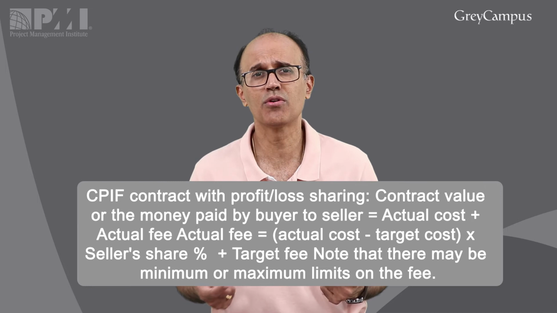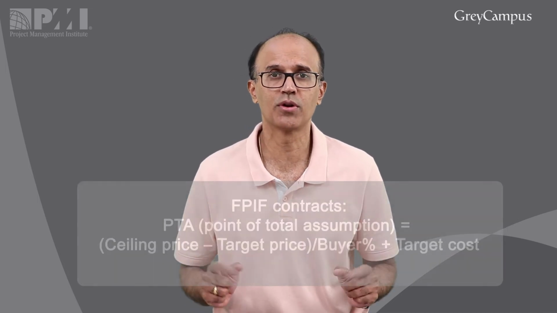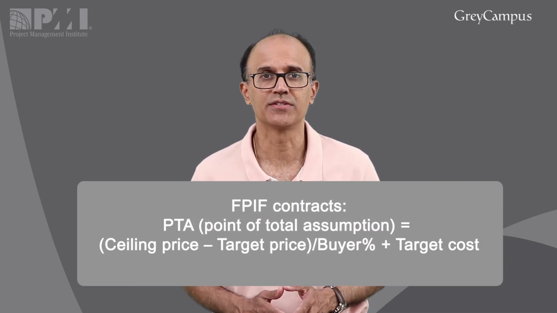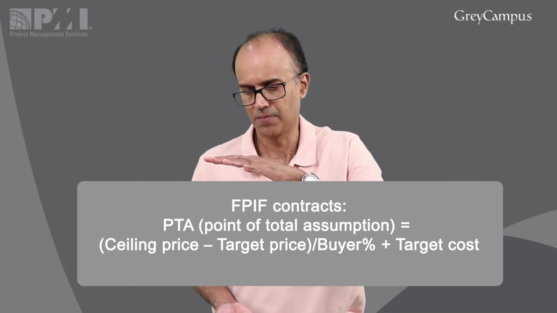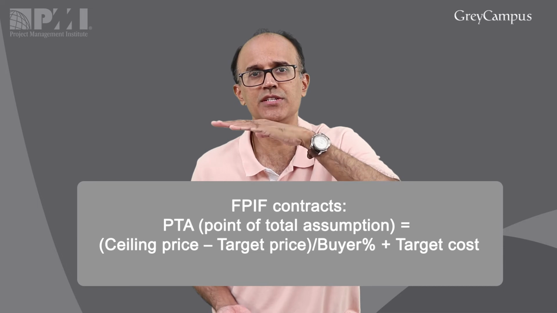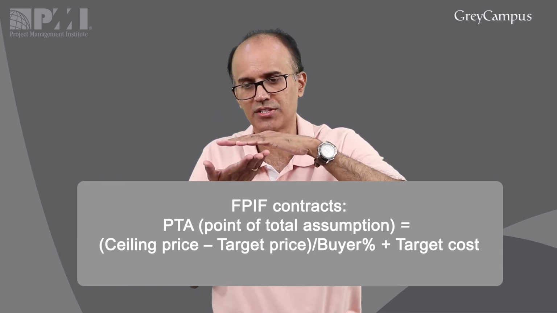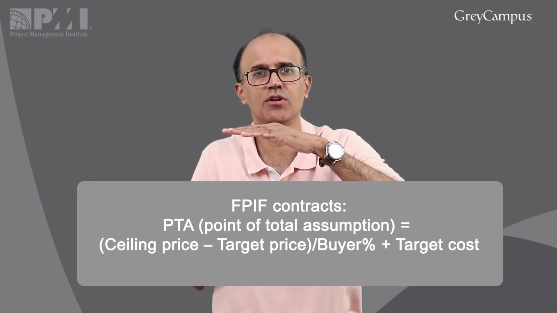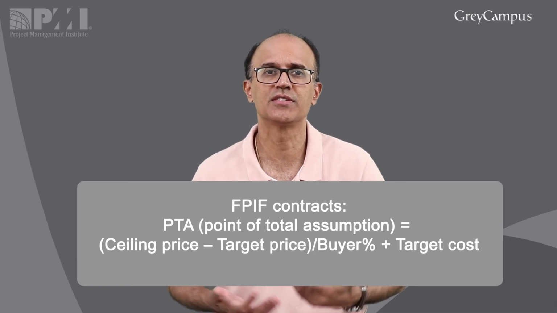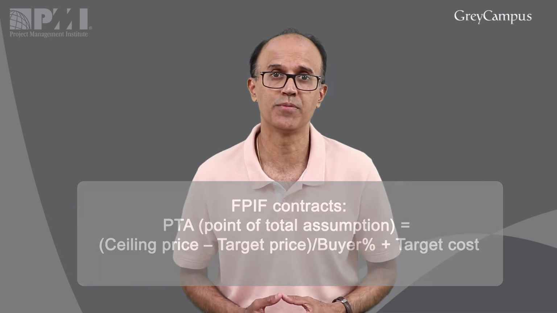There's also a more complicated formula in procurement contracts, which is basically the PTA, point of total assumption. And there's also the ceiling price, right? So this is more about what happens when the seller exceeds the PTA level. When the seller exceeds the PTA level, the seller starts losing some of the profit. But when the seller exceeds the ceiling price, from an actual cost perspective, then the seller starts making a loss. So please study these as well. Though it's a little more complicated, it's an emerging practice, so it could be important.